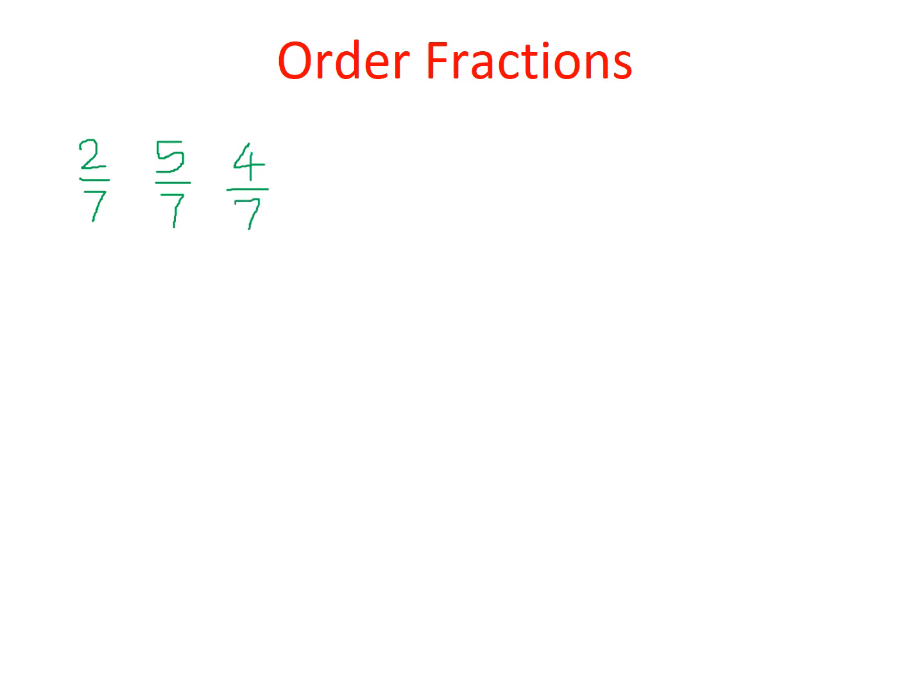Now, which one do you think is number 1? Which one do you think is the smallest? Yeah, the smallest should be 2 over 7. You're right. You're very, very correct. 2 over 7 is the smallest. That's number 1. Which one is number 2? Yes, you're absolutely correct. 4 over 7 is number 2, the next smallest one. And then 5 over 7 is the largest.